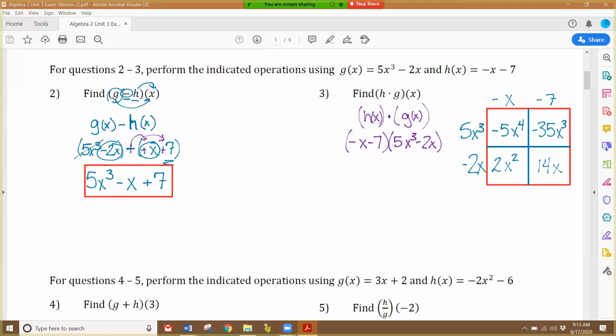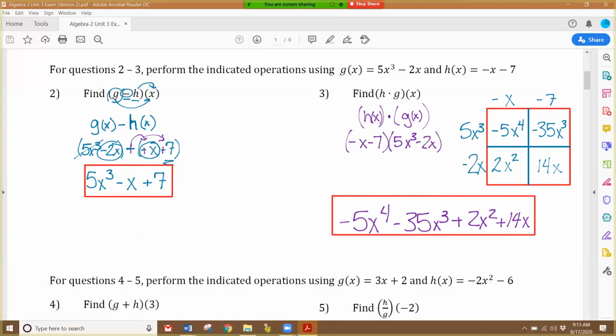For my answer, I just need to go through and combine like terms if I have any. In this case, you actually don't have any like terms, so you're just going to write your long answer: negative 5x to the fourth minus 35x to the third plus 2x squared plus 14x. Keep in mind that when we write our answers, we always start with the biggest exponent and work our way down. So I started with x to the fourth, then x to the third, x squared, and then x. And this right here would be my final answer. This question, again, is worth 2 points.